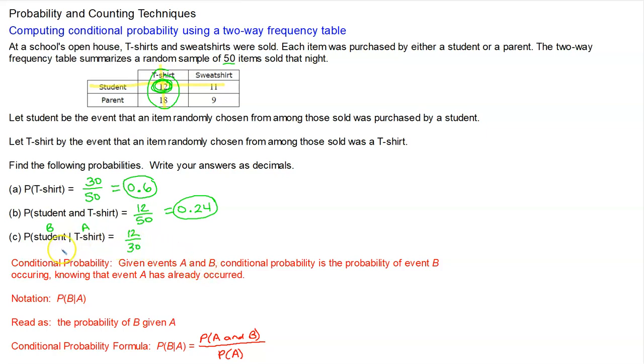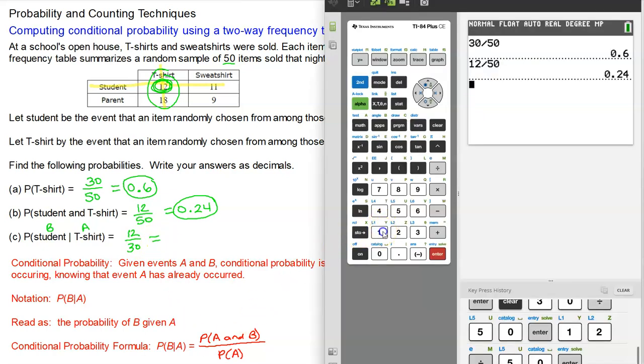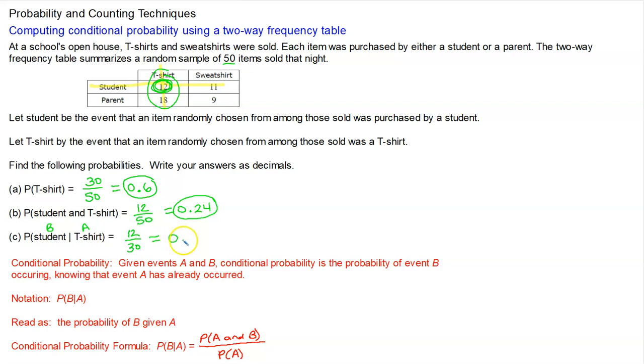Okay, so this is our setup for our conditional probability of students given t-shirts. 12 divided by 30. And we can use our calculator to finish this up. 12 divided by 30 gives us 0.4 or 4/10. Okay, so I hope this helps you with this particular topic.